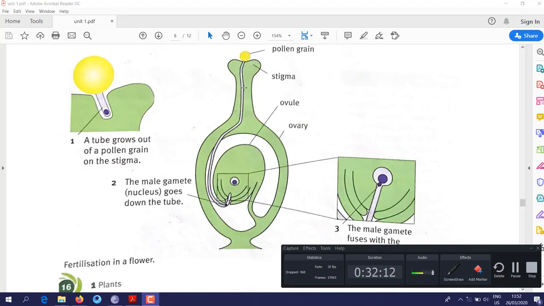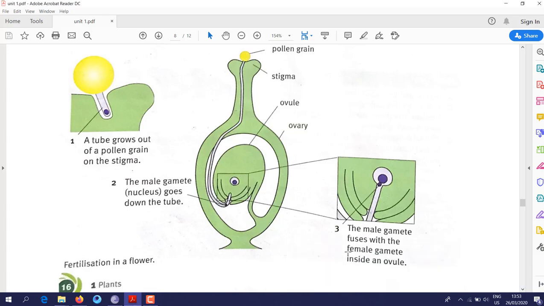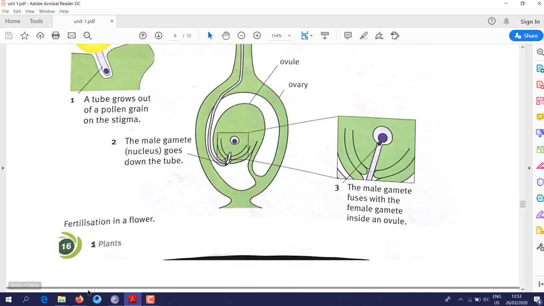Here it's the tube. It goes through the stigma, then the style, until it reaches the ovary and then the ovule. Here, the male gamete fuses with the female gamete inside the ovule. The nucleus of the male gamete will join the nucleus of the female gamete. When these two nuclei fuse with each other, this process we call fertilization.